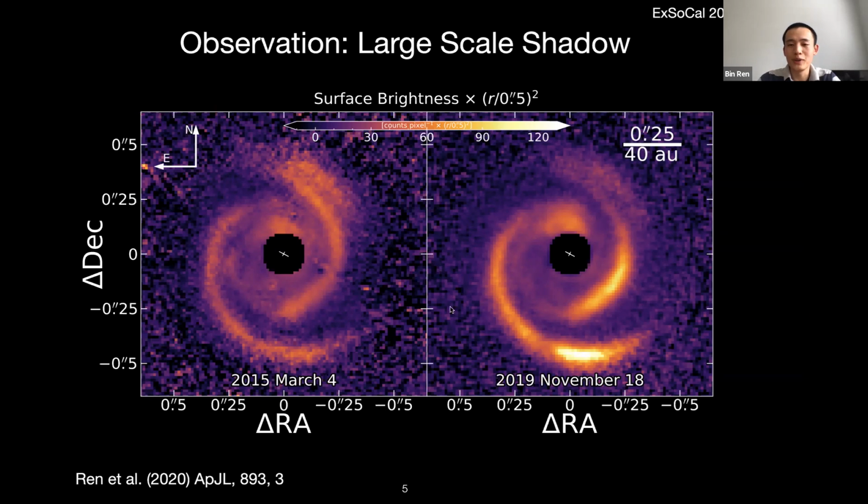So what we did is that people have obtained the system in 2015, and we proposed an observation and got the data last year. At first glance, you will see that the morphology probably didn't change too much, but the brightness is changing a lot. So actually, we are seeing something that is hidden behind the coronagraph. That is inaccessible, but there is something there.